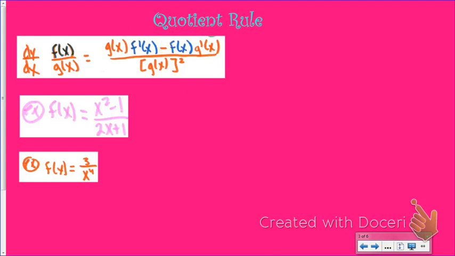Now, the easiest way to remember this, what we like to say is that we have a high function and we have a low function. So the way we remember the order at the top here, it's low d high minus high d low. Because it's the low function times the derivative of the high function, minus the high function times the derivative of the low function. So low d high minus high d low, and that's the top of the quotient rule.